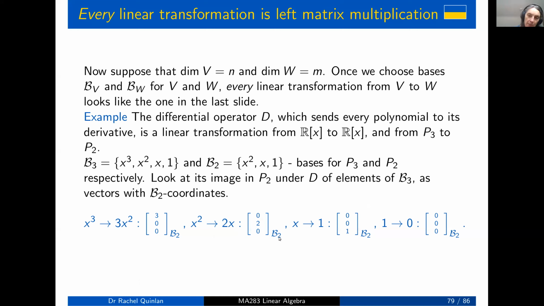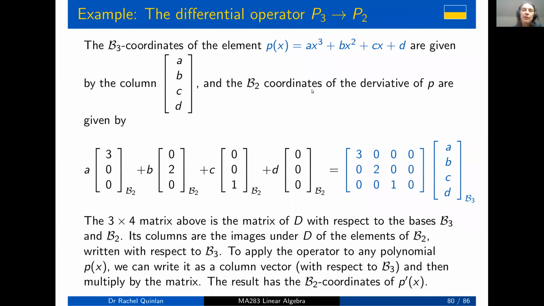X is the third basis element in B3. Its image under the differential operator is 1. The derivative of x is 1. The coordinates of 1 with respect to B2 are 0x squared, 0x, 1, so 0, 0, 1. And finally, the fourth basis element of B3 is 1. It's a constant polynomial. Its derivative is 0. So the coordinates of that derivative with respect to B2 are all 0.